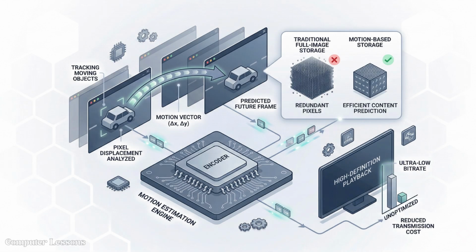Motion estimation algorithms track objects as they move across the screen to predict the content of future frames. The system stores a motion vector instead of a full image to describe the displacement of these pixels. This logic allows for high-definition playback at bitrates that were once considered impossible.